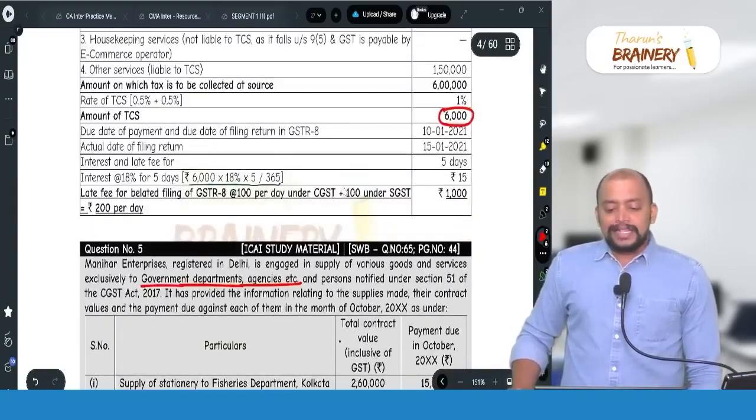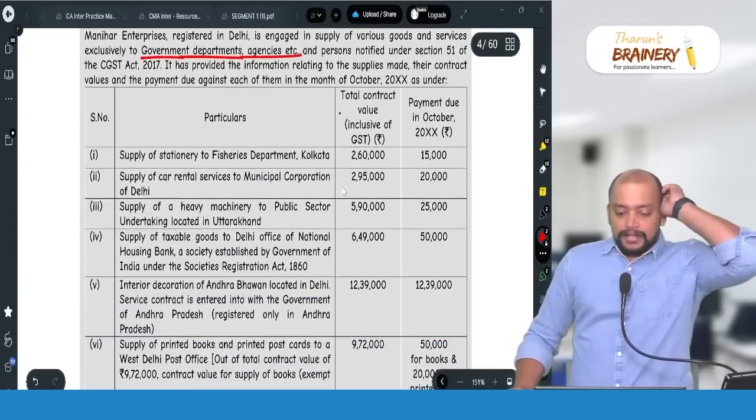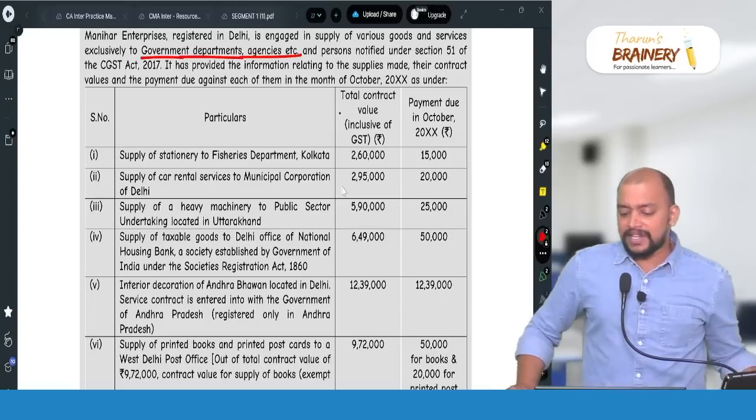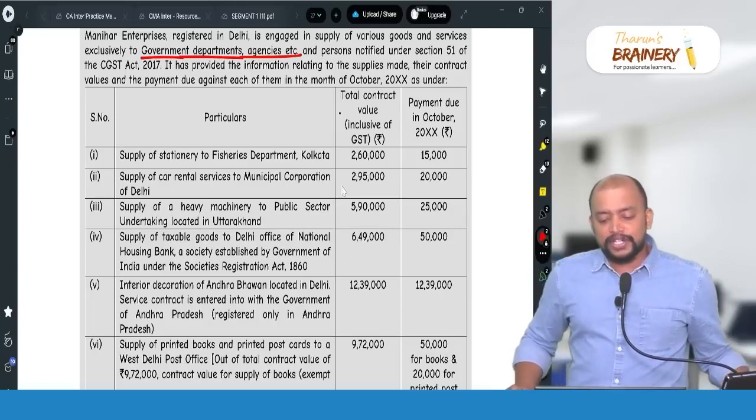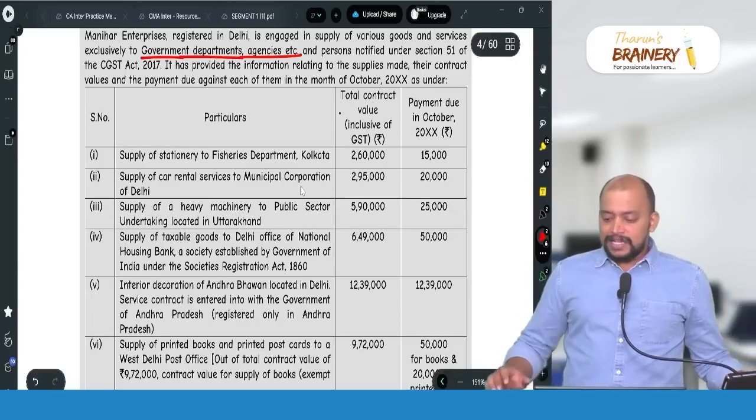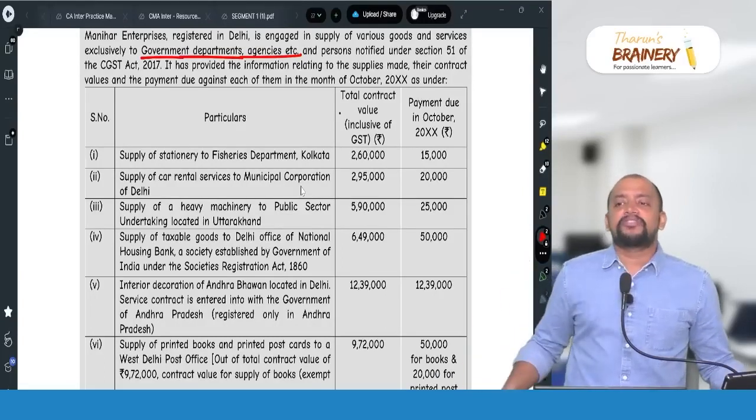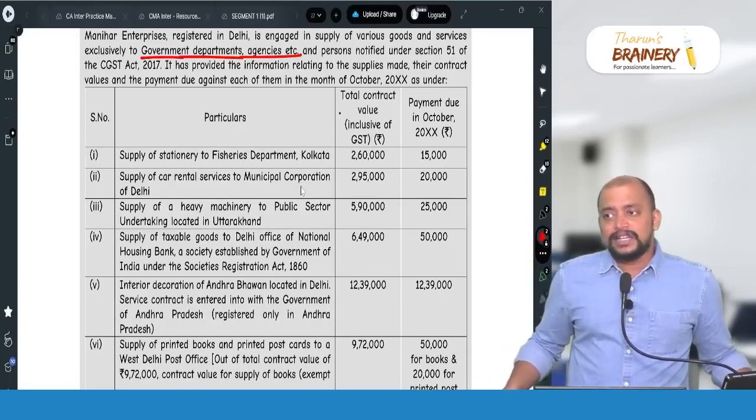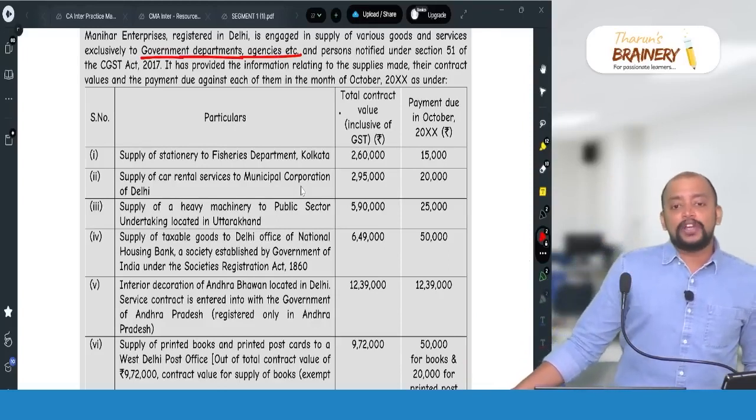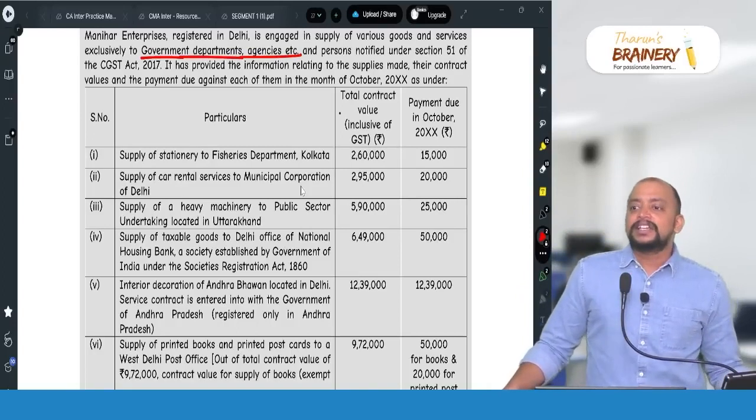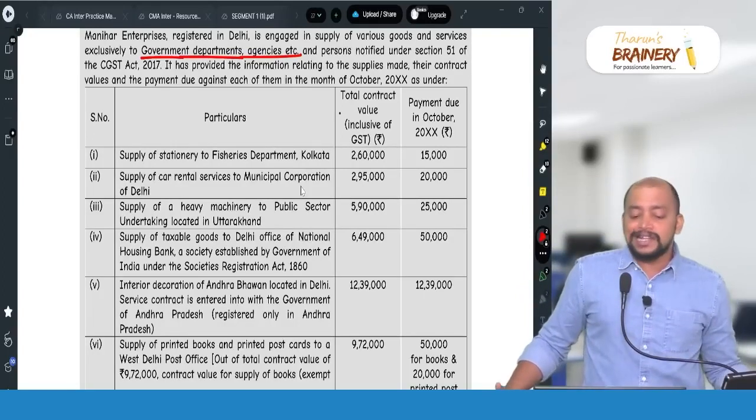Then, second point, supply of car rental services to Municipal Corporation of Delhi. So here, the value of supply under the contract, 2,95,000 into 100 divided by 118, exactly 2,50,000, even then TDS is not applicable. If the value of supplies under the contract does not exceed 2,50,000, including 2,50,000, TDS is not applicable.